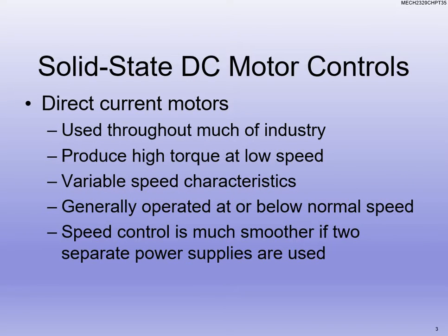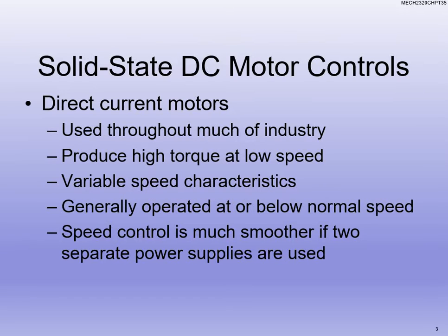Alright, so DC motor controls are used throughout industry. The induction motor is obviously the most common one, but that's not a DC motor. That one's AC. But there are a lot of applications that require DC motor controls. Why? Because they can produce high torque at lower speeds, and we have a lot of variable speed characteristics that we can use.